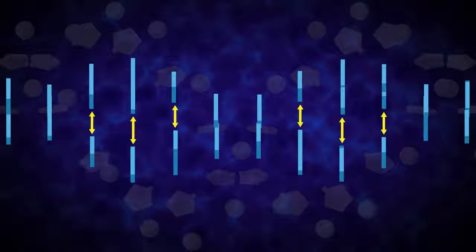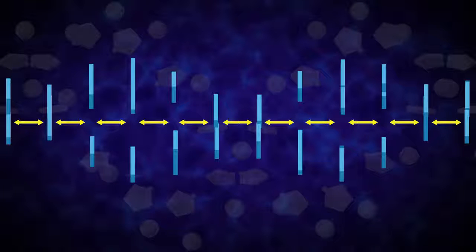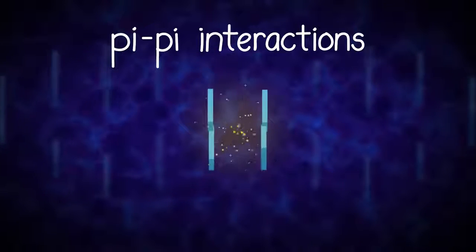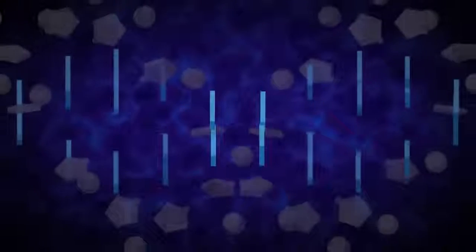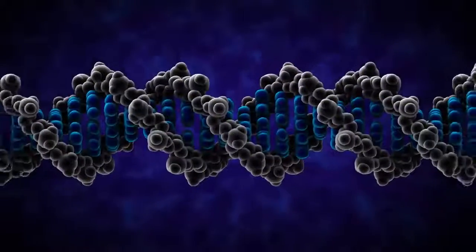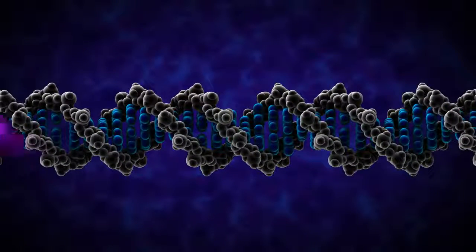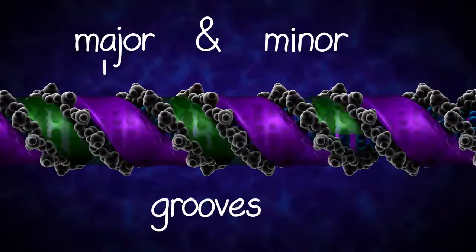In addition to the hydrogen bonding between the bases, the stacking of the bases also stabilizes the double helix structure. These pi-pi interactions form when the aromatic rings of the bases stack next to each other and share electron probabilities. The regularity of the helical structure forms 2 repeating and alternating spaces called the major and minor grooves.